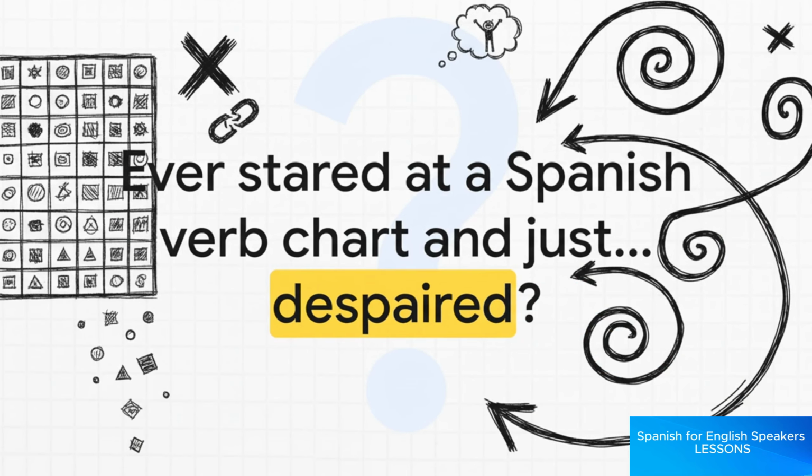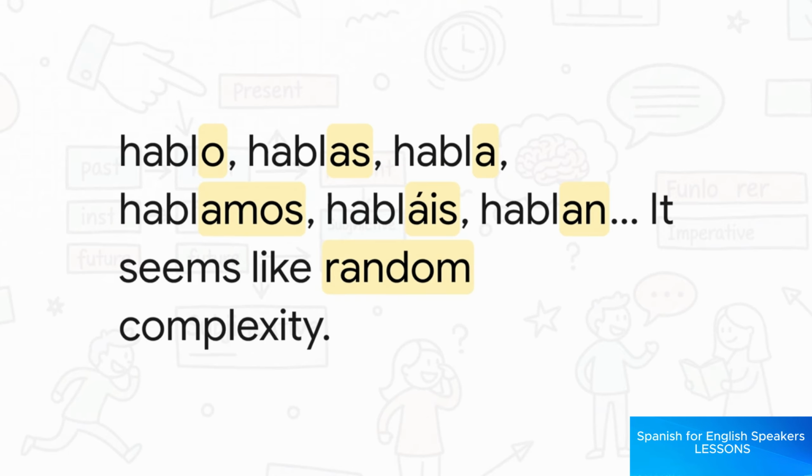I mean, you know that feeling, right? You pull up a verb chart, you see all those rows and columns of endings, and it just feels completely overwhelming, almost like it was designed to be difficult. Trust me, I've been there. It's kind of a rite of passage for every Spanish learner. You're hit with this wall of words, and it just looks like this totally random, endless list you're supposed to somehow cram into your brain.